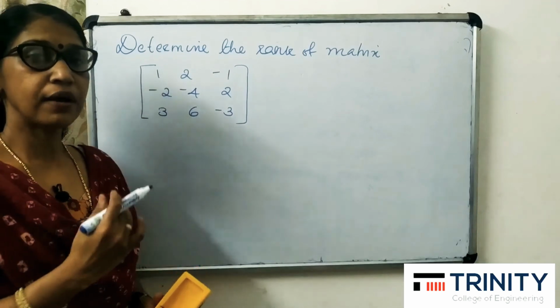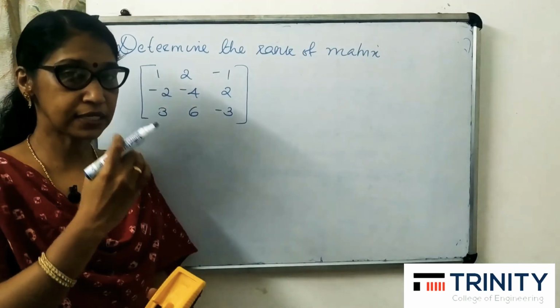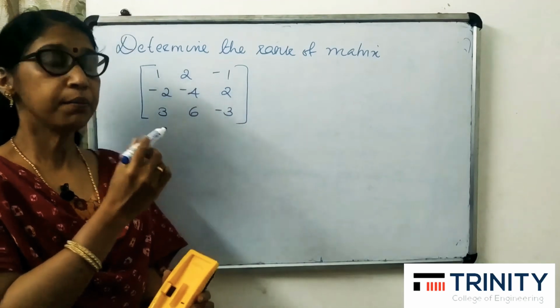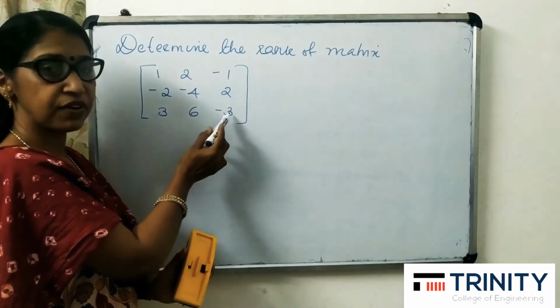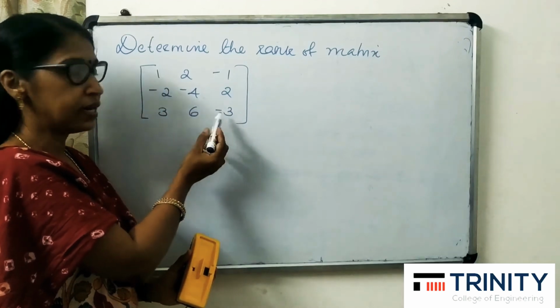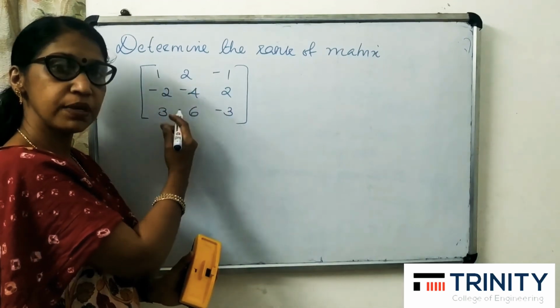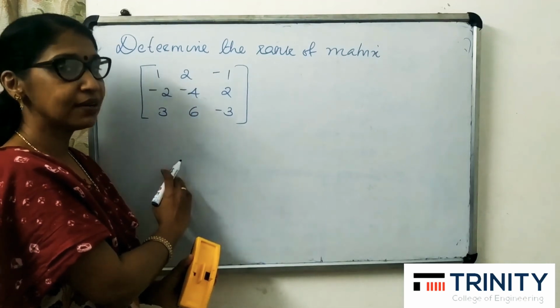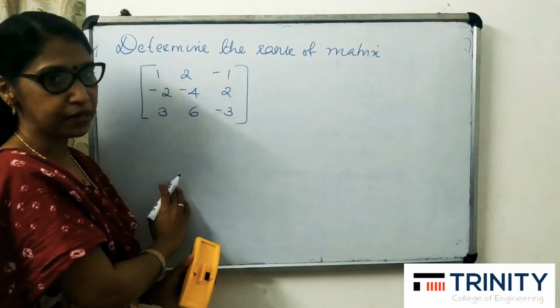Now we have to keep in mind the conditions for a row reduced echelon form. That is, we have to make the diagonal elements 1. That is our aim. We have to make the diagonal elements 1 and all the elements below the diagonal elements must be 0. Then we will get a row reduced echelon form matrix.